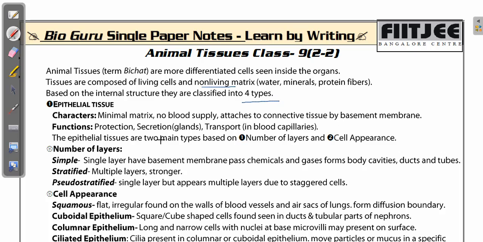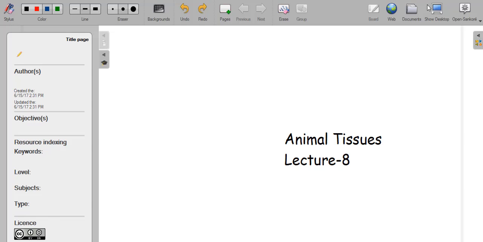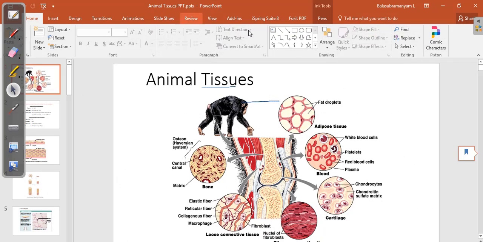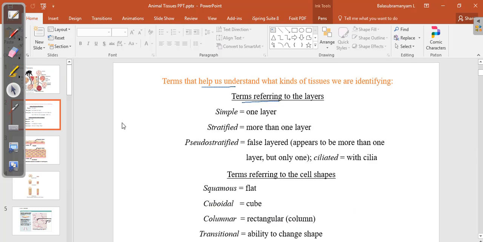Based upon some features, the epithelial tissues are classified into two major types. One is the number of layers, another one is the cell appearance. Let me take you through a presentation which could be somewhat better for you to understand it. Okay, here it is. So here you can see the animal tissues are of different types, and firstly you can observe the layers of the epithelial tissues and different types.